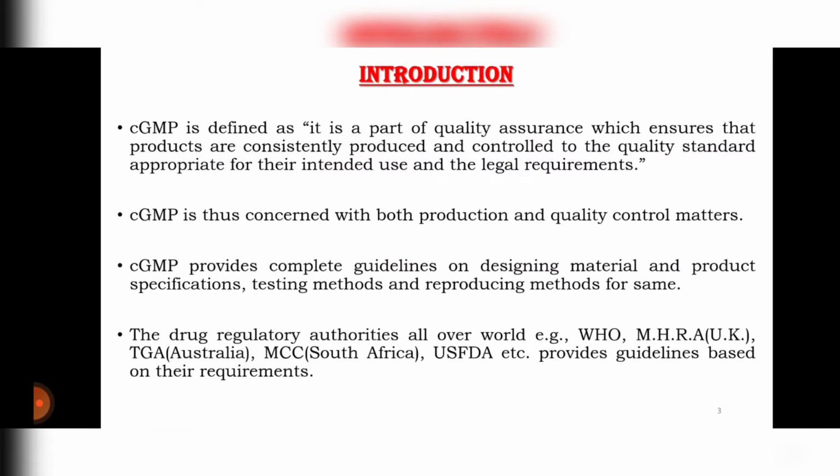What is cGMP? cGMP is defined as a part of quality assurance which ensures that products are consistently produced and controlled to the quality standard appropriate for the intended use and legal requirements. Before knowing this cGMP, first of all you have to know about the GMP.